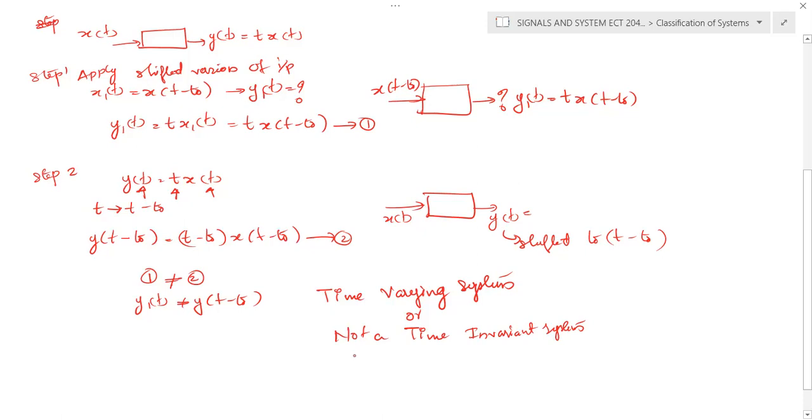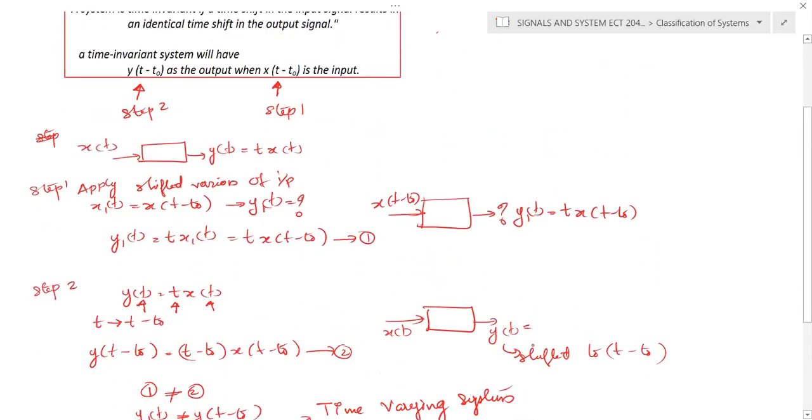So don't get confused by the representation, time invariant or time varying system. Not a time invariant system or a time varying system. You can use either this statement or this particular statement. Both statements indicate the same concept. You can say time varying system or not a time invariant system. Okay, I'll give you more idea about this particular problem.